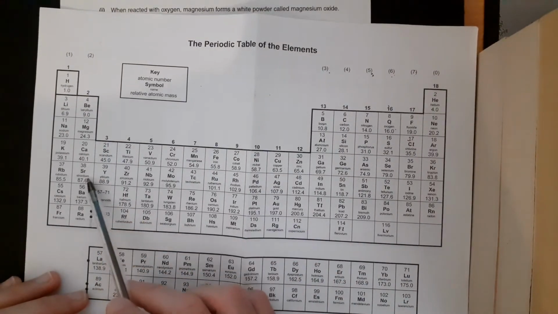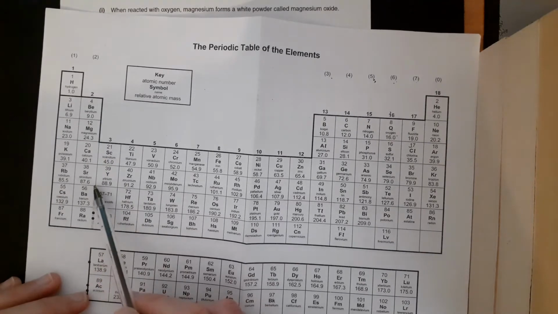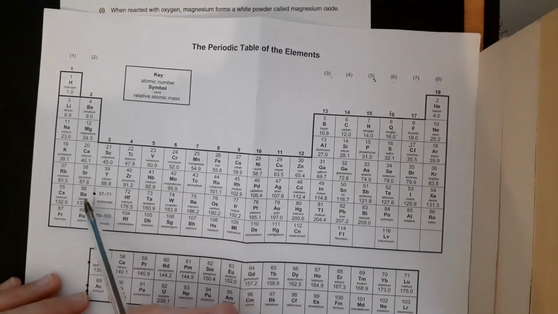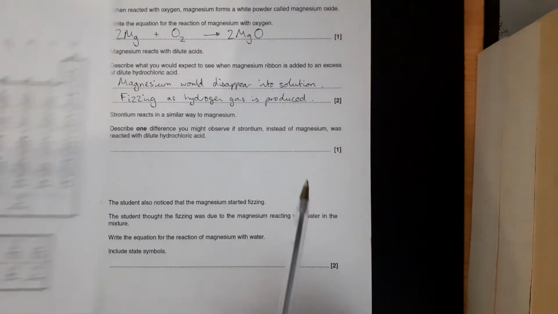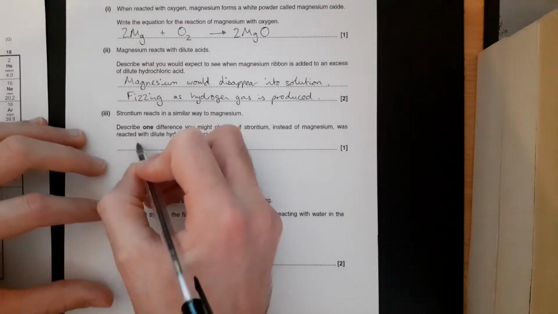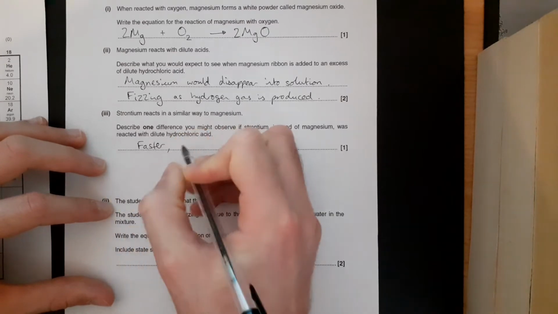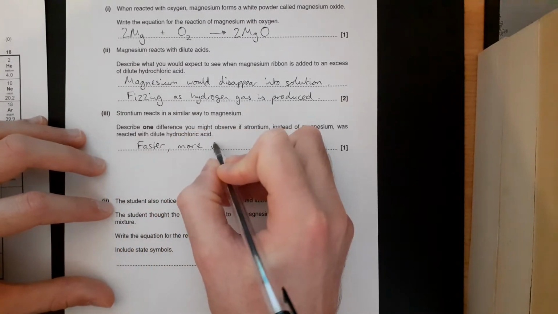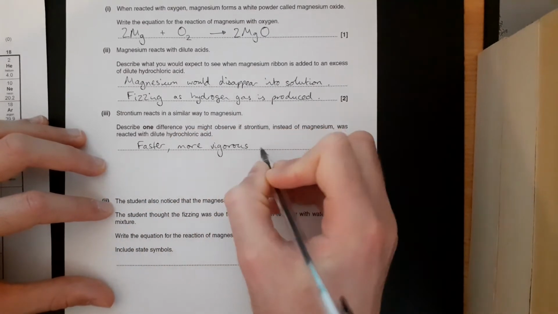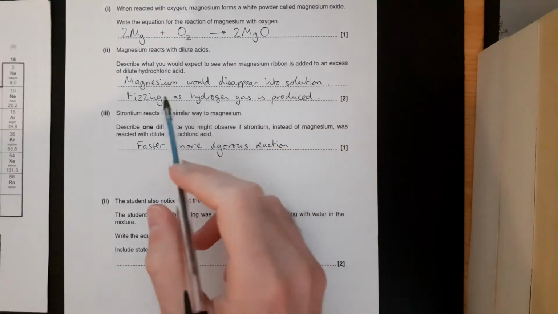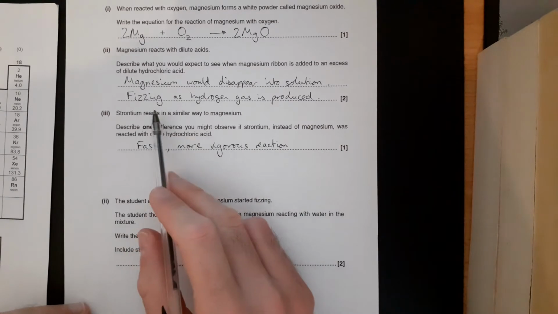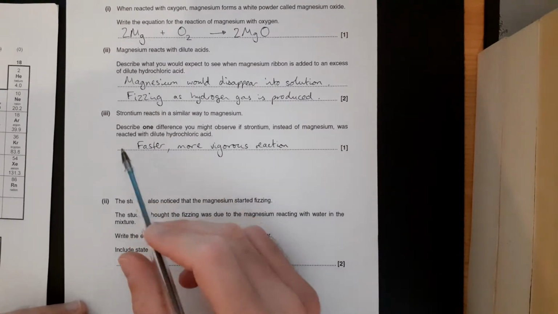So strontium is further down the group than magnesium. Remember, the group 2 elements get more reactive as you go down the group. So we're going to get the same reaction, but we're going to get a faster, more vigorous reaction. It's going to be all the same things happening, but it's going to disappear in solution quicker. We're going to get more intense fizzing.